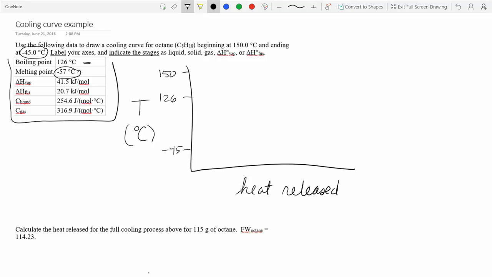From 150 to 126, we are in what phase? In the gas phase. So we have to draw the temperature coming down. So this is the gas phase. When we're at 126, this is where we're going to go from the gas to the liquid. This is a condensation. And which of these, delta H of vaporization or of fusion, do we have? It is vaporization, so that is the one that we are going to label. Now from 126 to negative 45, we are going to be cooling down, and this is the liquid phase. When we reach negative 45 degrees, that's it, we're done, and this is the curve.